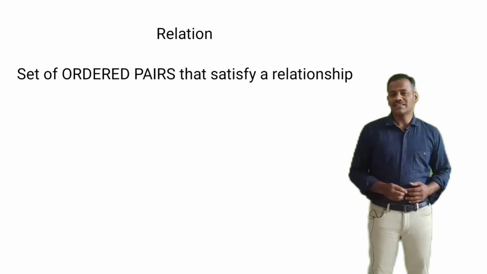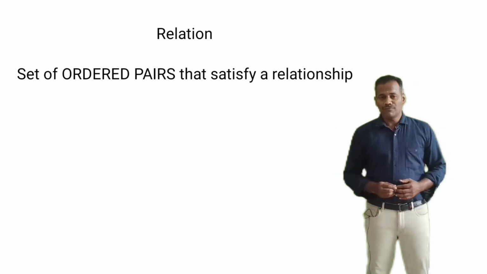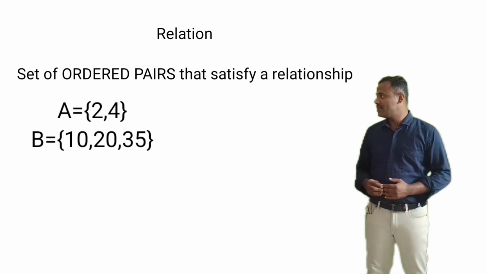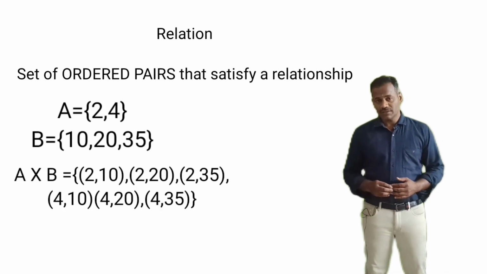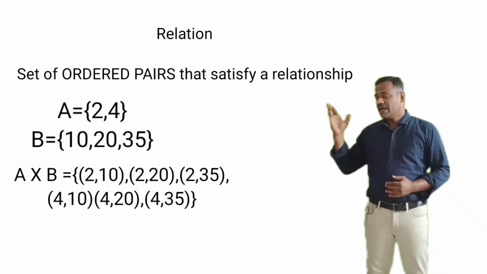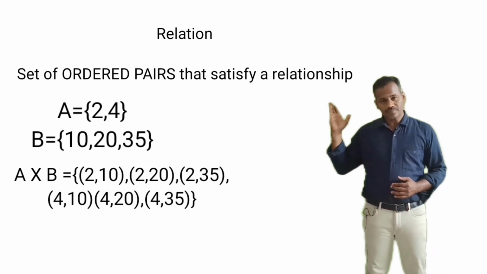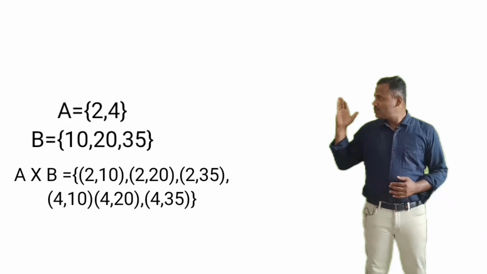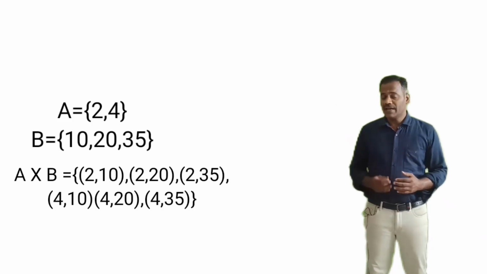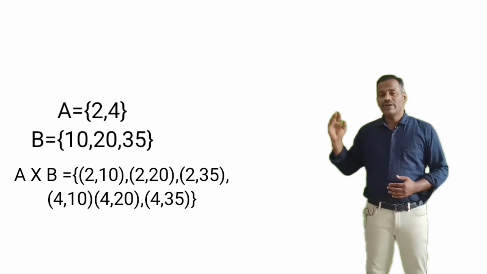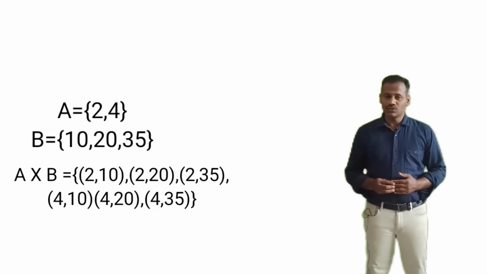Let us understand with an example. If set A has 2, 4 and set B has 10, 20 and 35, if we take the cross product, that is the Cartesian product A cross B, 2 is paired with 10, 20 and 35, whereas 4 is paired with 10, 20 and 35. So we got 6 ordered pairs.